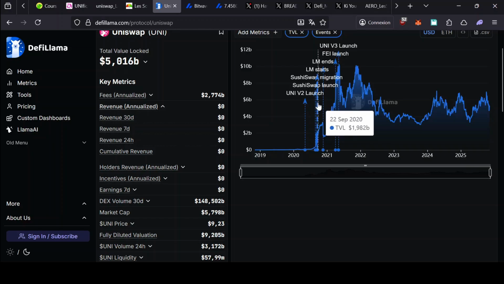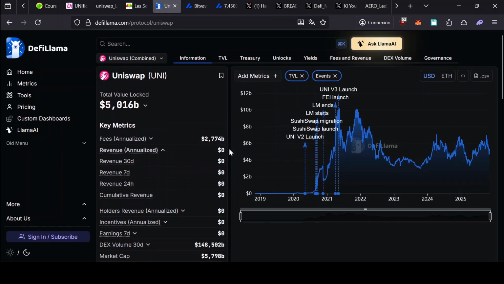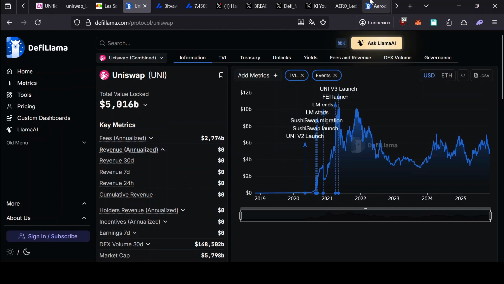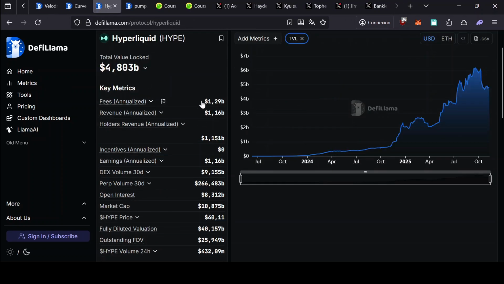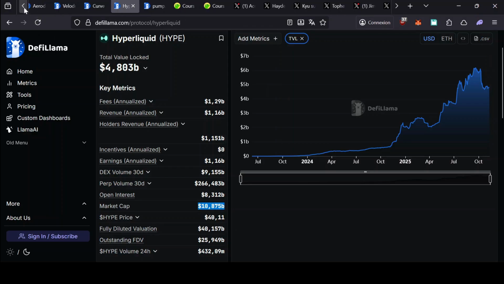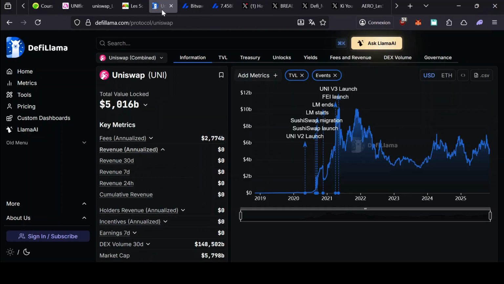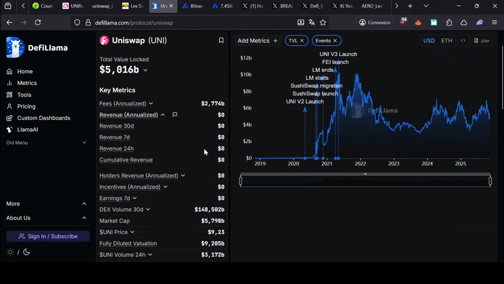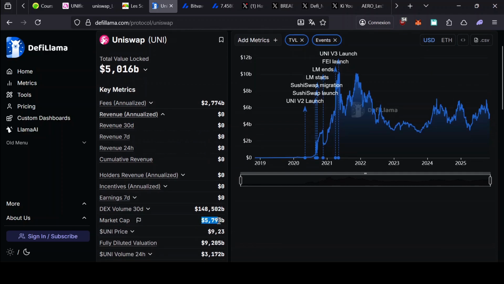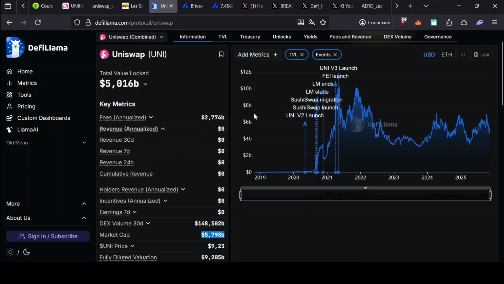Let's say they generate around $400 million in revenue for the holders. If we look at Hyperliquid on DeFi Llama, for example, Hyperliquid makes around $1 billion in real revenue, actual money used for buybacks. And they're valued at around $10 billion, so roughly a 10x multiple. If we apply the same logic, 400 million times 10 gives a market cap of around $4 billion. That's roughly where Uniswap stands now, around 5.7 billion.